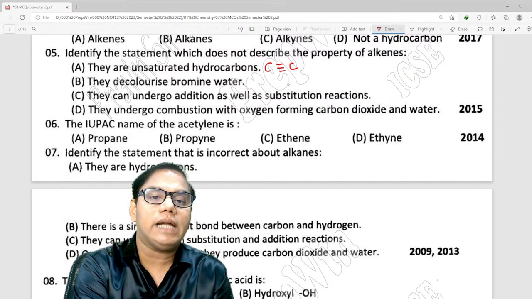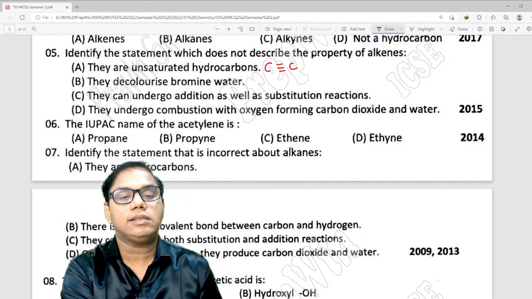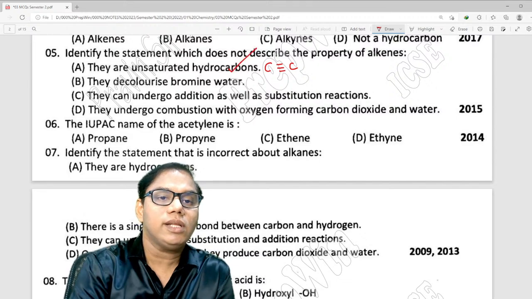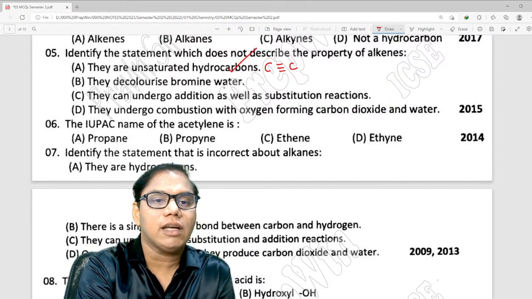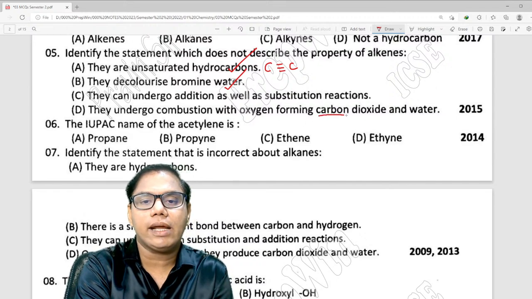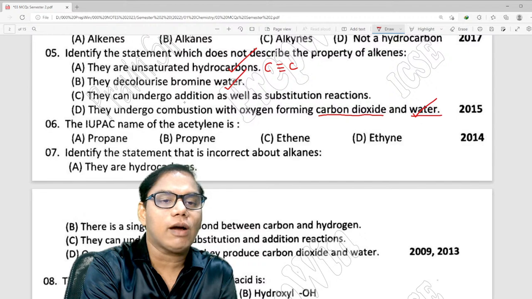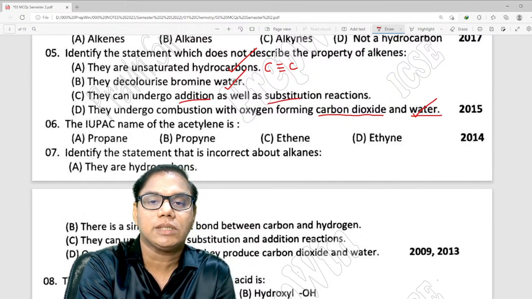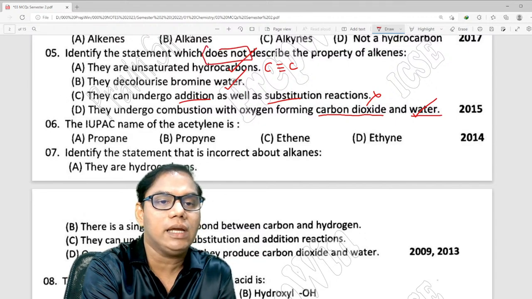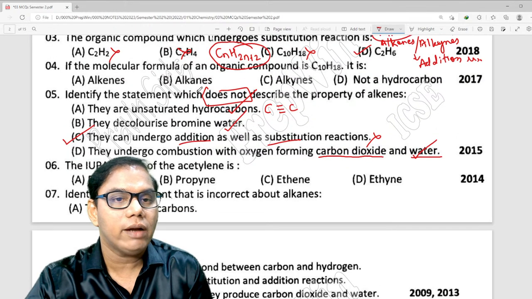Triple bond break hokar double banta hai, double bond break hokar single banta hai. So they are unsaturated. Unsaturated means there is a scope for further reaction, for further breaking of a bond. So this is a property. Does it decolorize the bromine water? Yes. Combustion, so sare ke sare organic compound on burning produce carbon dioxide and water. Are aisa kaun sa compound hai jo addition as well as substitution reaction deta? No. So which does not describe the property of the alkene? So correct answer is 5 ka C, isn't it?